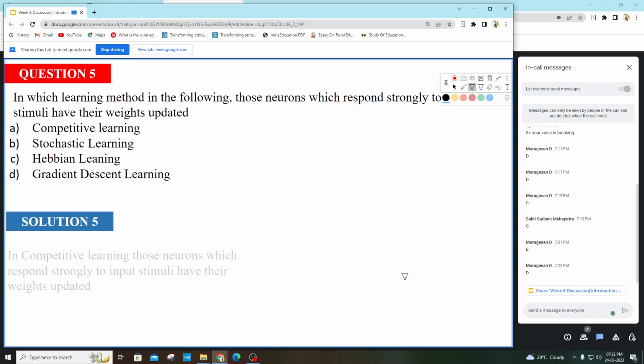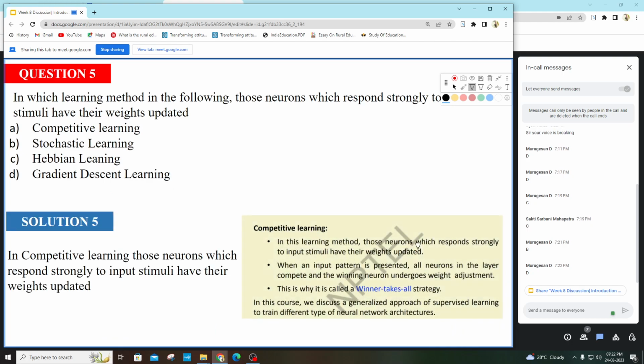And in competitive learning, what happens is that only those neurons which respond strongly to the input stimuli have their weights updated, and those which do not respond strongly to the input stimuli do not participate in this weight adjustment process. That is why it is known as competitive learning. We are comparing those neurons which are strongly responding to the stimuli with those which are not. So option A is your correct answer.